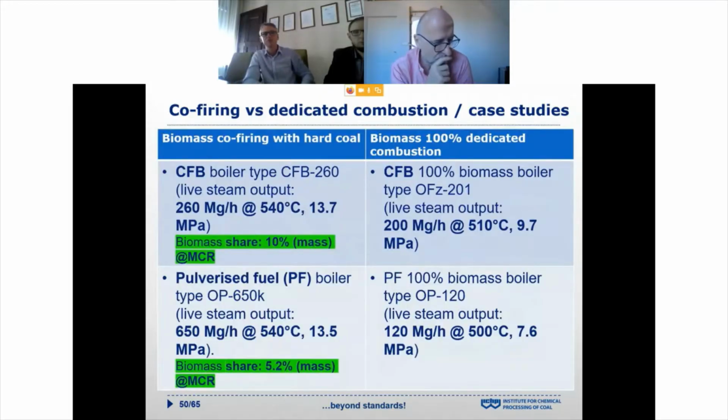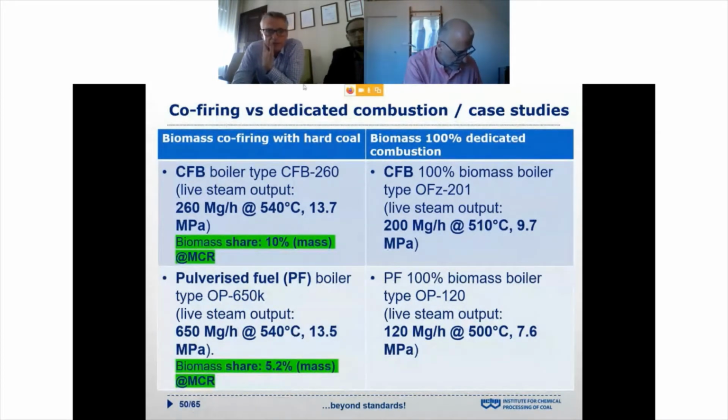Let me share with you some cases which we have been testing of 4 different boilers, and we performed the testing of the co-firing of the biomass with the hard coal, and we performed the biomass 100% combustion. And this 100% biomass combustion was performed in dedicated only biomass boilers. So we didn't use the coal boilers and gave 100% of the biomass.